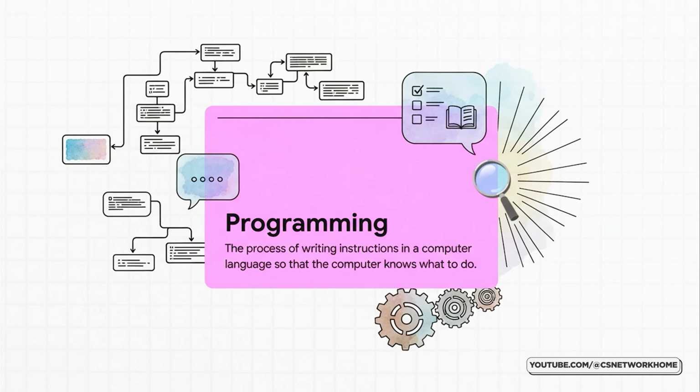So here's our game plan. We'll start with the big picture, looking at a couple of major programming styles. Then we'll get into how you actually plan a program, which is super important. After that, we'll break down the absolute essential building blocks of code and wrap it all up.